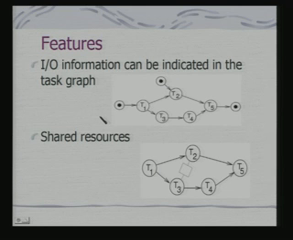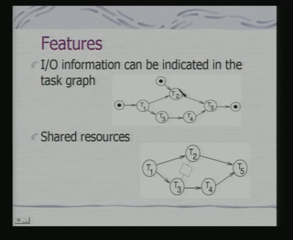There are other features which can be used in the context of the task graph. There would be I/O operations occurring. So, how to indicate I/O operations? Which task will require I/O? That is indicated by this kind of a node. This is indicating that T1 requires an input, T2 requires an input, and T5 produces an output.